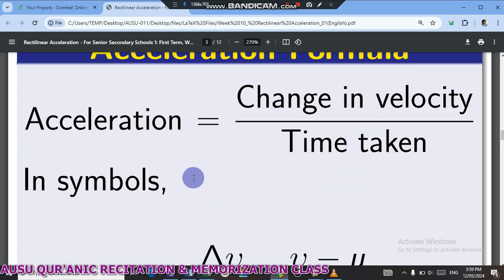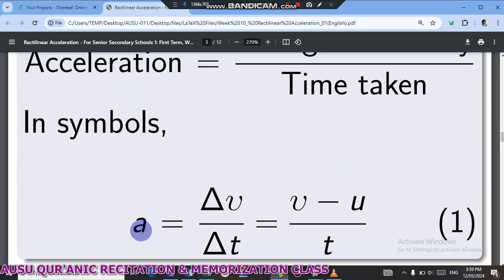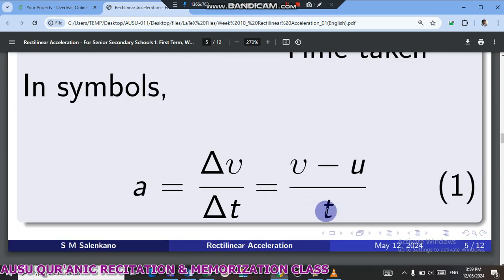Now, in symbols, acceleration is given the letter a, the change in velocity is delta v, and the time it takes is delta t. Suppose the velocity of an object changes from an initial value u to a final value v. Then v minus u gives you the change in velocity, so you divide it by the time this velocity has taken to change from u to v.